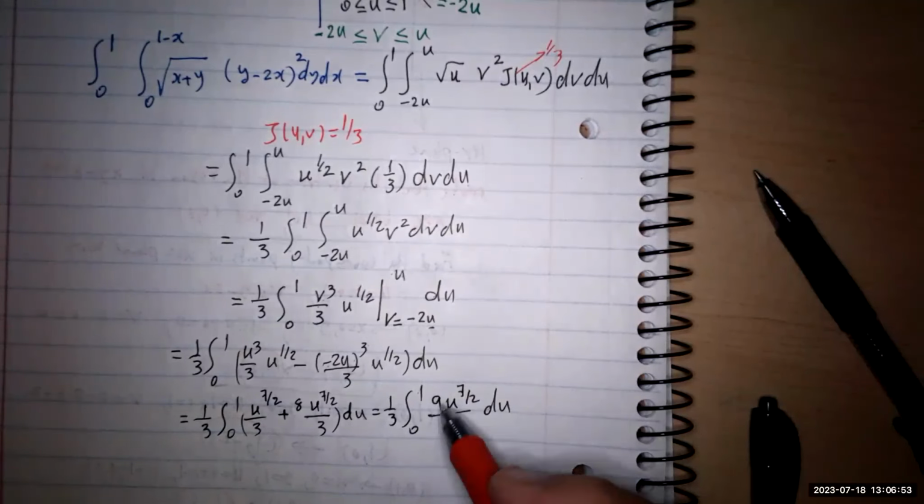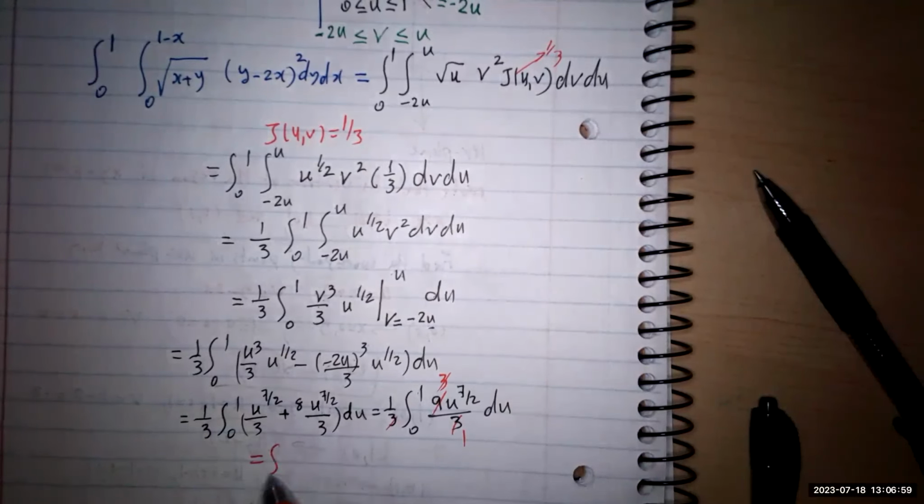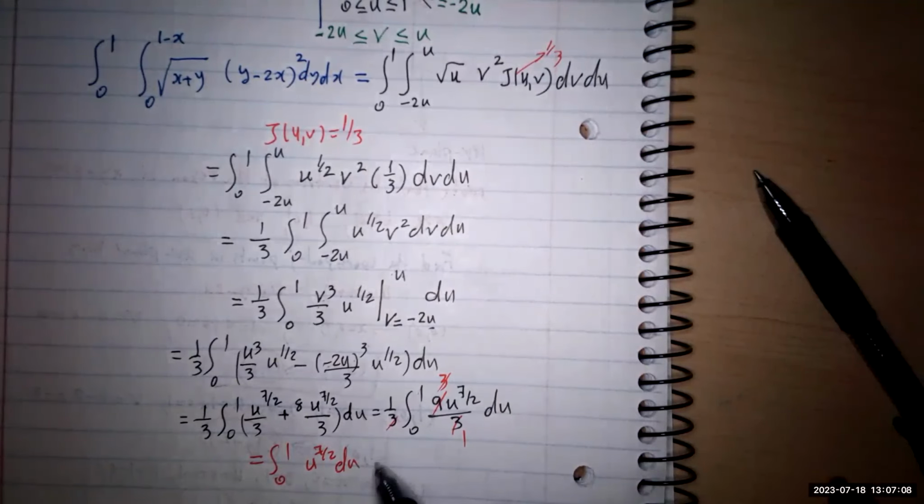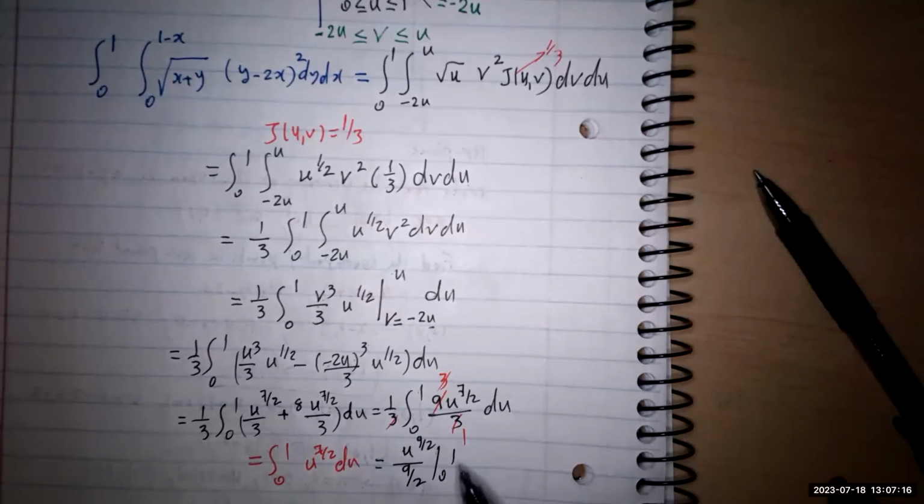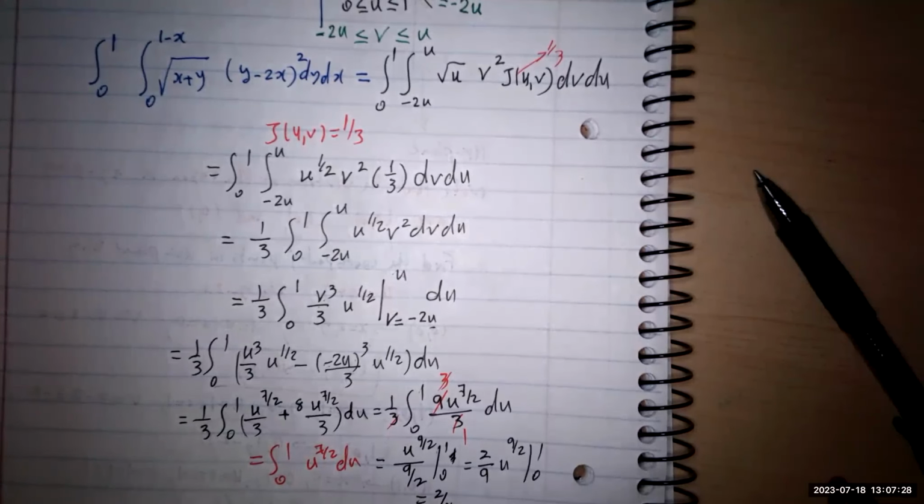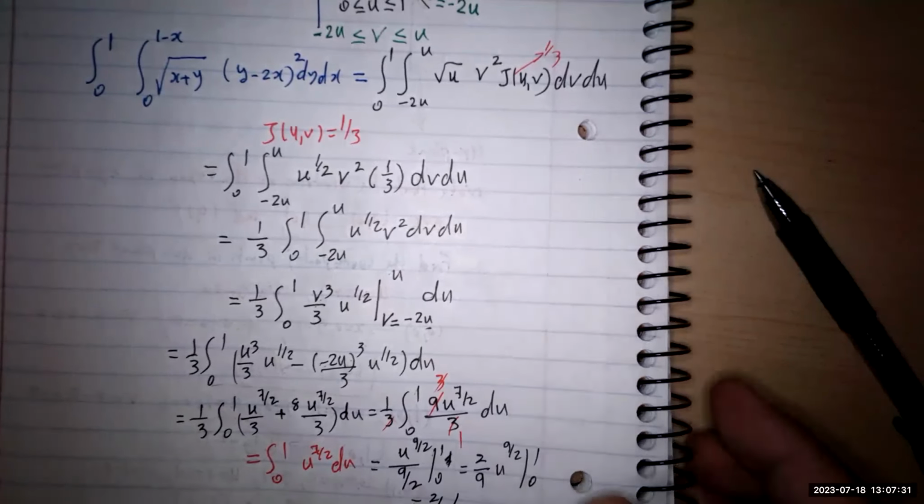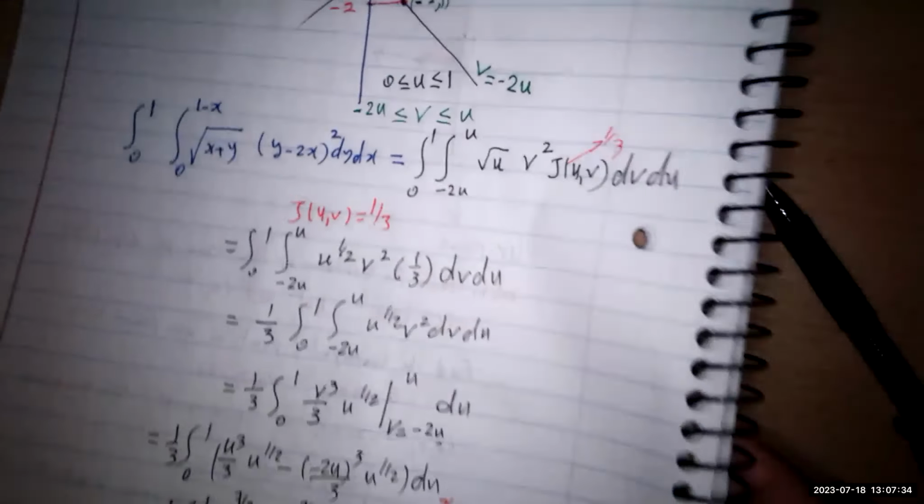So everything would be simplified. That gives you 3 and 3, which would be 1. So you end up with the integral from 0 to 1, u to the 7/2, du. And this integral is easy. It's u to the 7/2 plus 1, 9/2, over 9/2, from 0 to 1. So use the reciprocal: 2/9, u to the 9/2 from 0 to 1. If you put the 1, that gives you 2/9. Final answer.